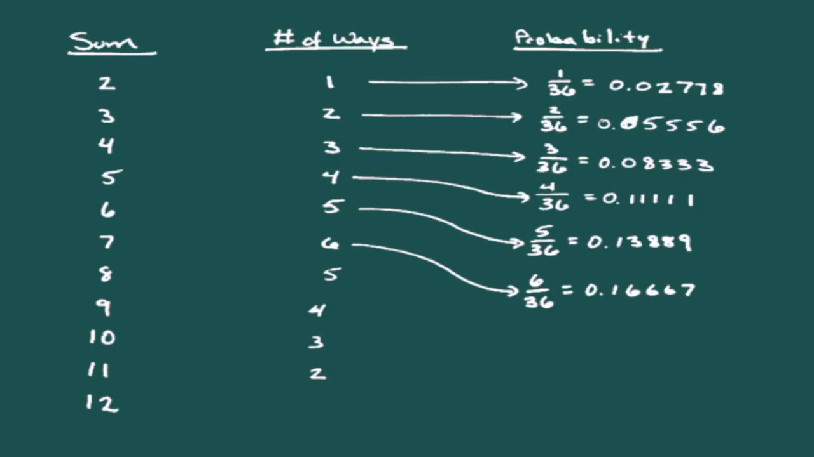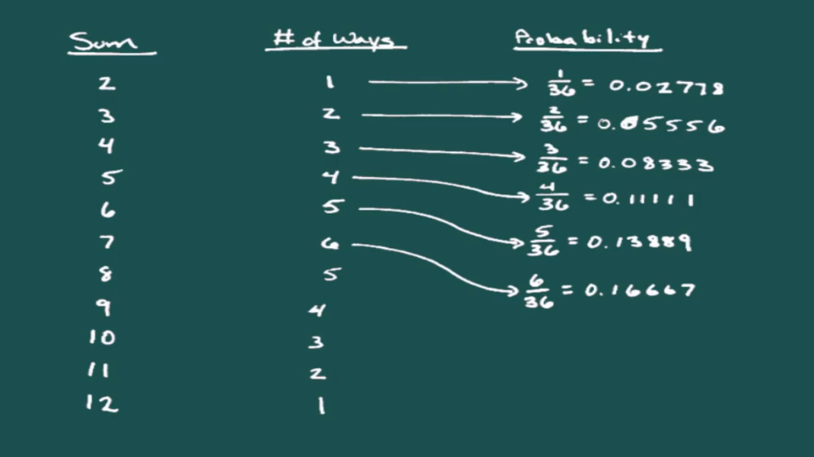If we then look at the probabilities for those, what is the probability of rolling a 2? Well, it's 1 divided by 36, approximating the decimal there, 0.02778.